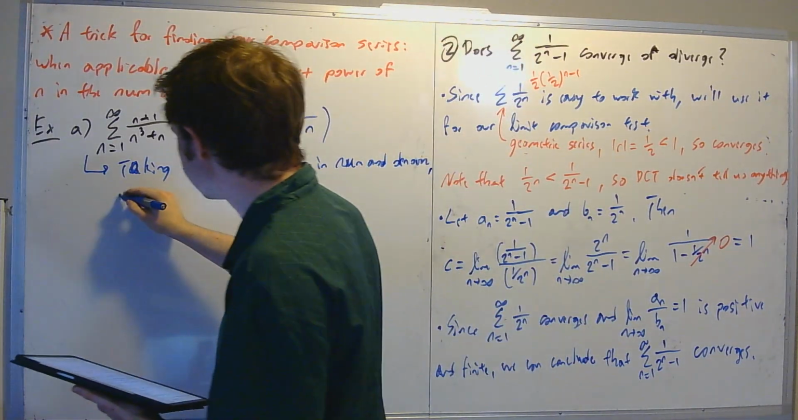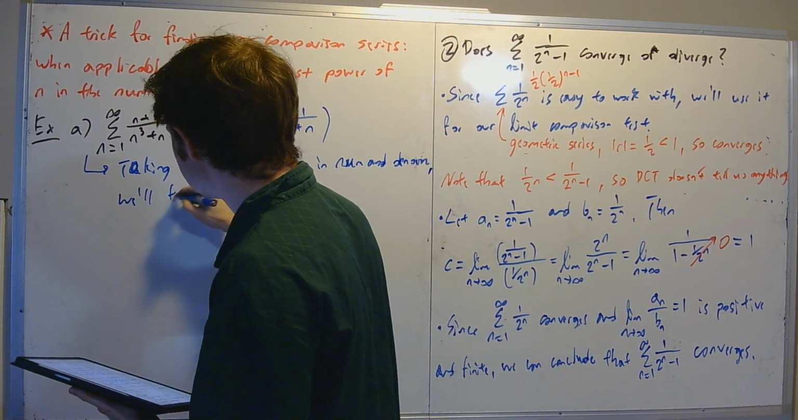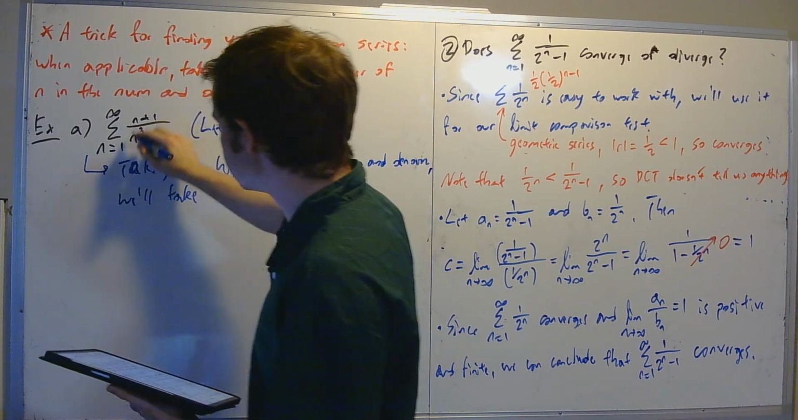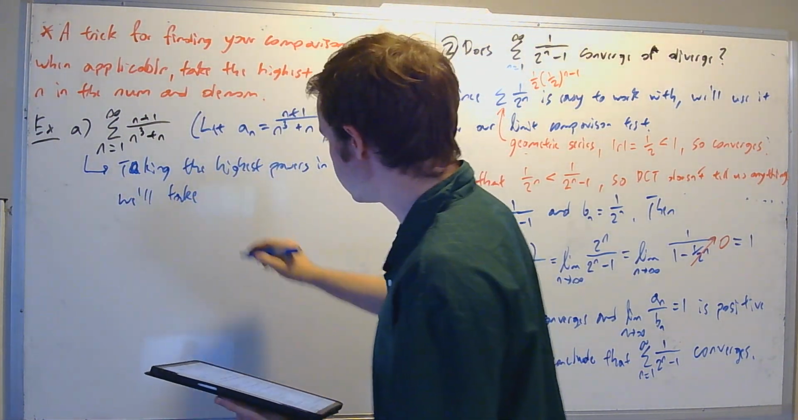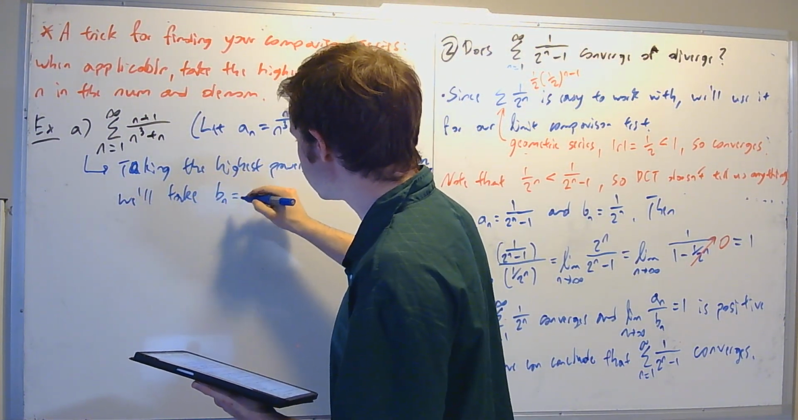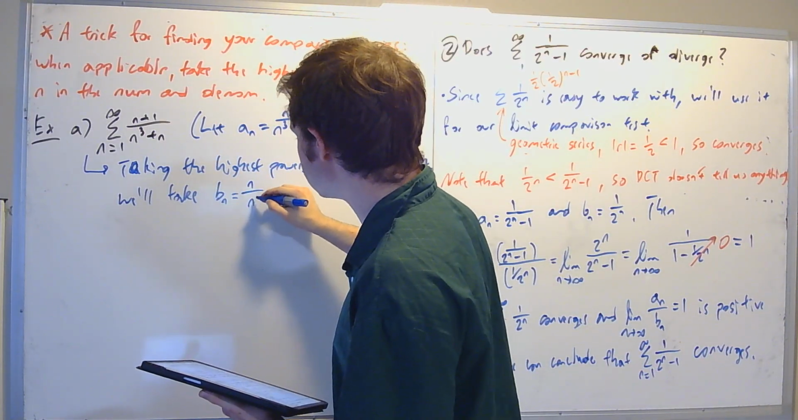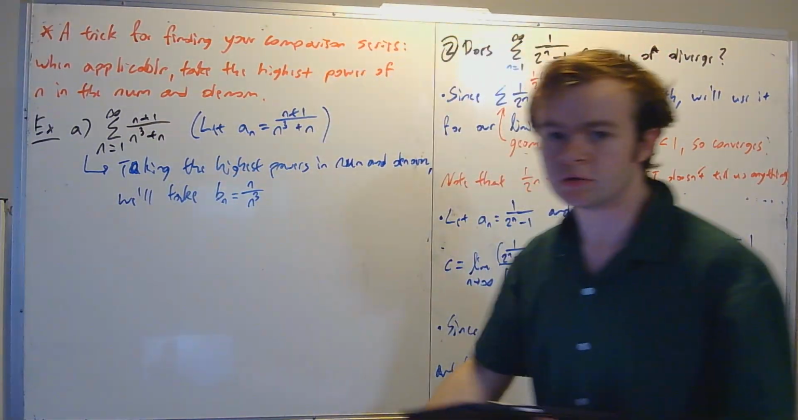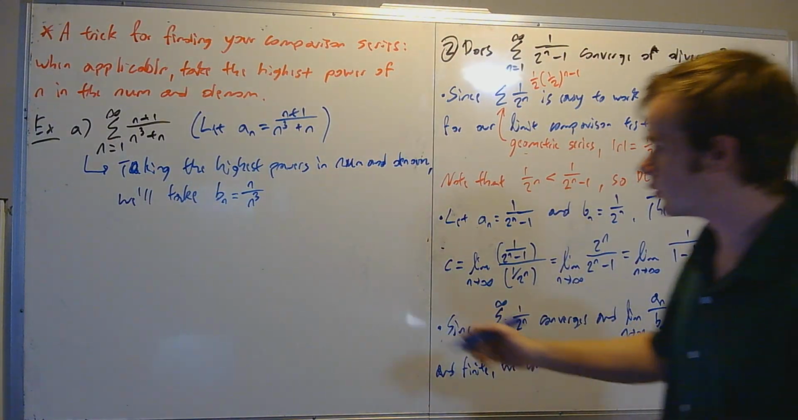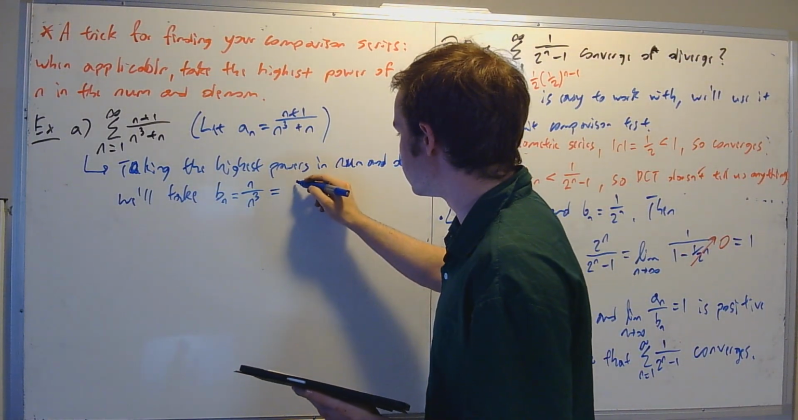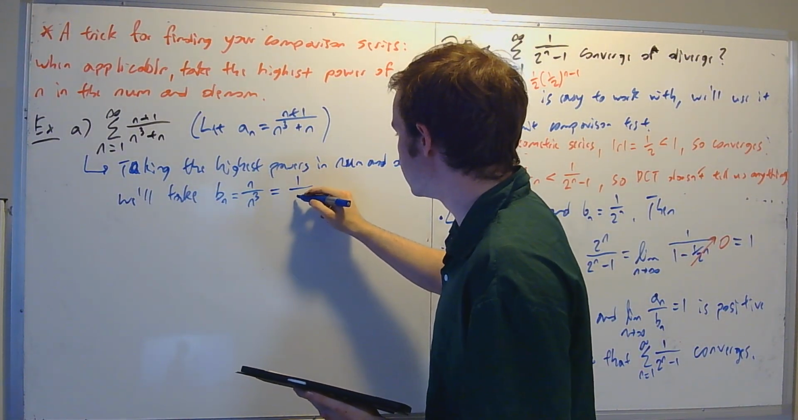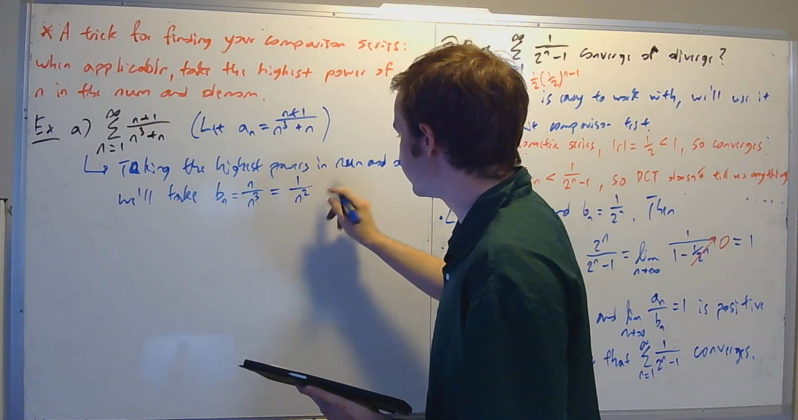we'll take, so just take the highest power terms, so b_n is going to be equal to the highest power term in the numerator, n, over the highest power term in the denominator, which is n cubed. Okay, and we can rewrite this as 1 over n squared.